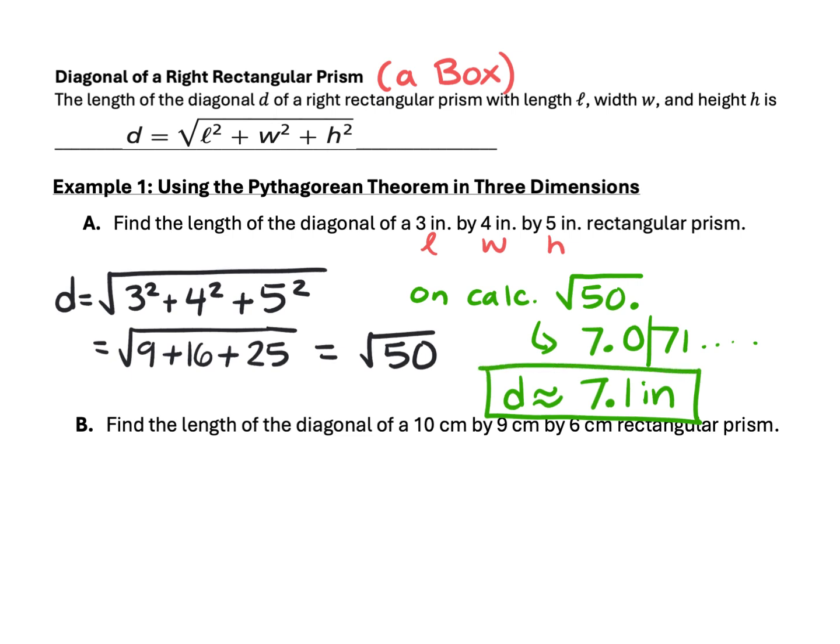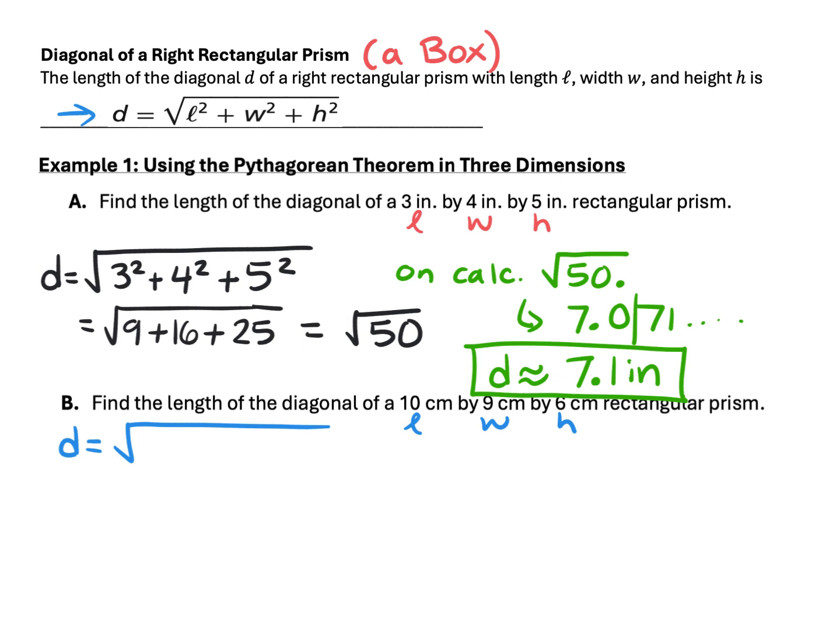Let's try another example. Find the diagonal of a rectangular prism that's 10 by 9 by 6 centimeters. Exact same process as before. The L, W, and H are given, and I'm just going to plug those things into my formula at the top of the page right here. So we need the square root of 10 squared plus 9 squared plus 6 squared.